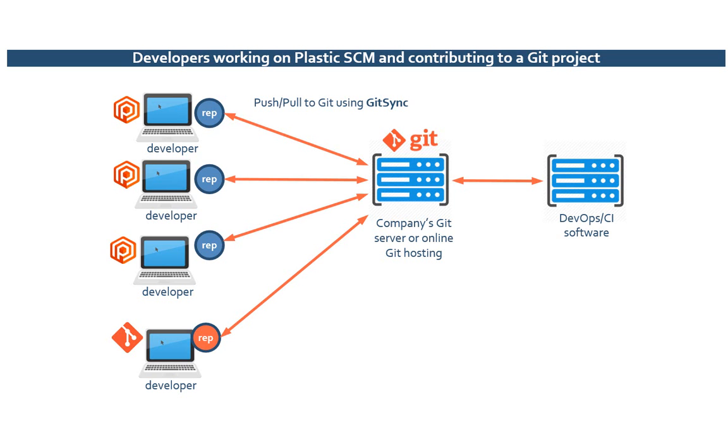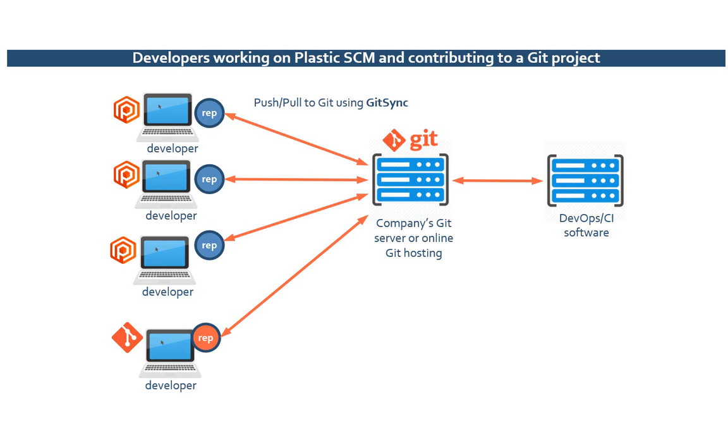Hi, today I'm going to explain how to contribute to a Git project using Plastic SCM. Suppose that only part of the team is ready to move to Plastic, while the rest of the developers and the central server stay on Git. You can take advantage of Plastic SCM GitSync to push and pull from your local Plastic repo to Git.